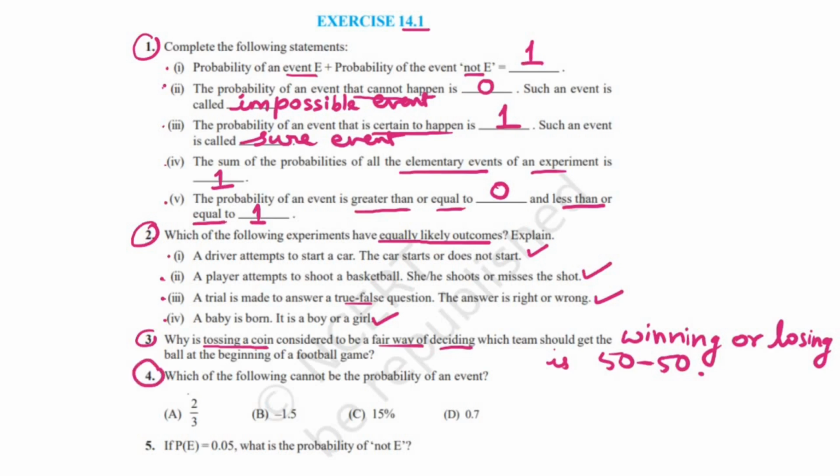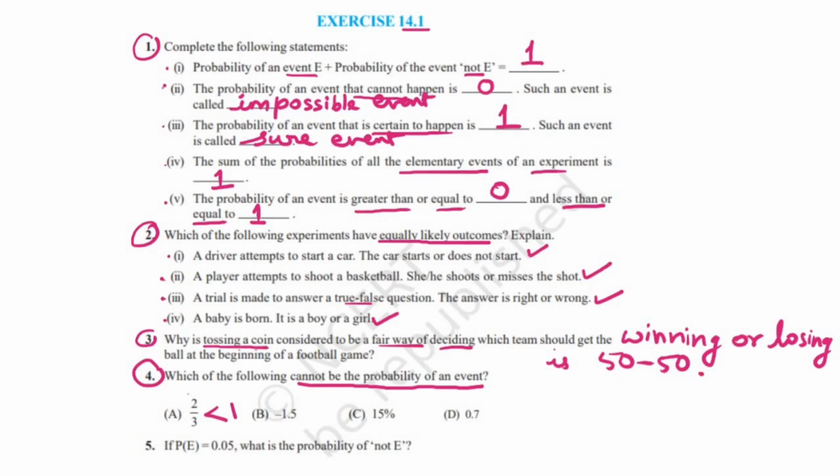The fourth one: which of the following cannot be the probability of happening of an event? While answering this, keep in mind, probability of an event is greater than or equal to 0 and less than or equal to 1. That means it should lie between 0 and 1. So the first one, 2 upon 3, is a number which is less than 1. So this is possible. We should say which is not possible.